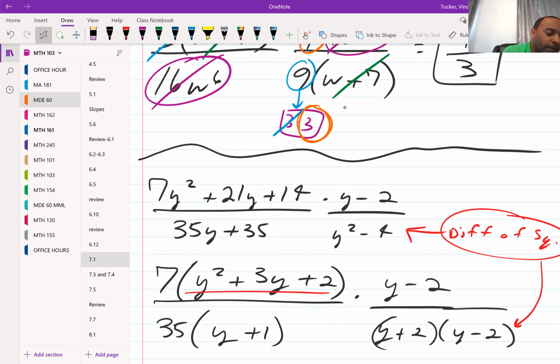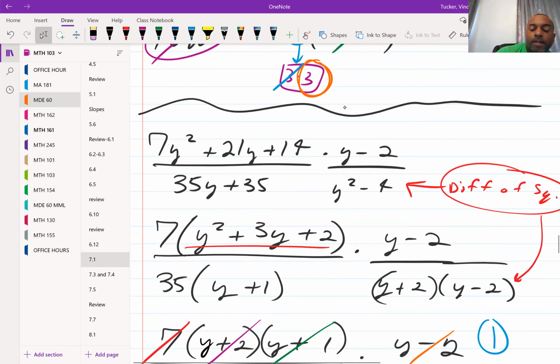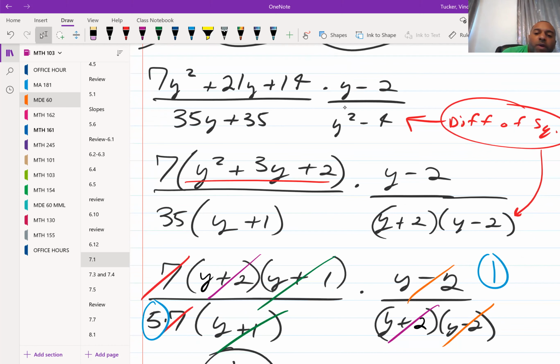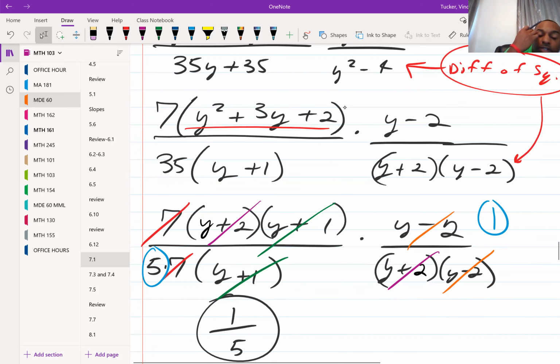Any problems so far? All right. Factoring y squared + 3y + 2 gives me (y + 2)(y + 1). Then I started canceling out. 7 and 7 cancel from that 35. y + 2 cancels, y + 1 cancels, y - 2 cancels. So what you're left with is just 1 over 5.